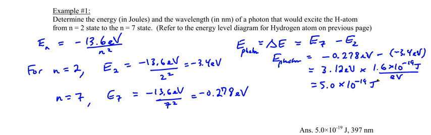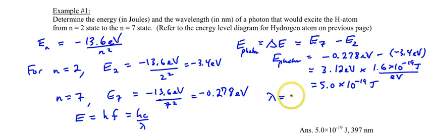Okay, now to find the wavelength of the photon, remember the energy of a photon can be calculated a lot of ways: h times f, or hc divided by lambda. We want the wavelength, so let's use this one. So we're going to rearrange for the wavelength, and we're going to have hc, that's Planck's constant times the speed of light, divided by the energy.